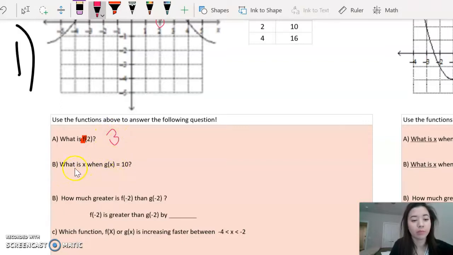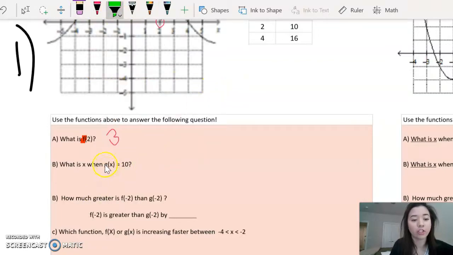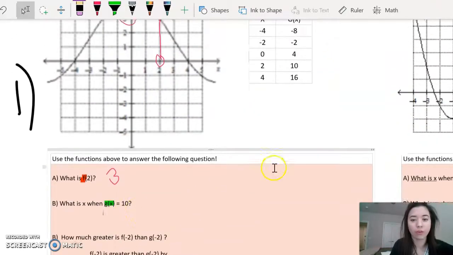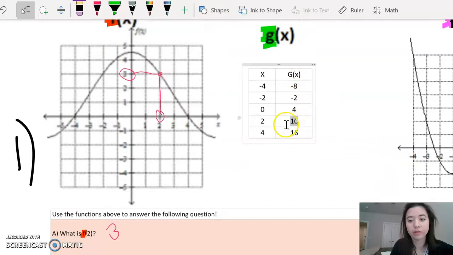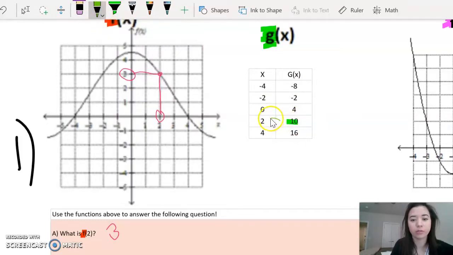The next problem is, what is x when g of x equals 10? So I'm asking you for x, and now we're looking at g of x. Now we're looking at this function, and I want to know when g of x is 10, x is 2. So we're looking right here, and at that point, x was 2.